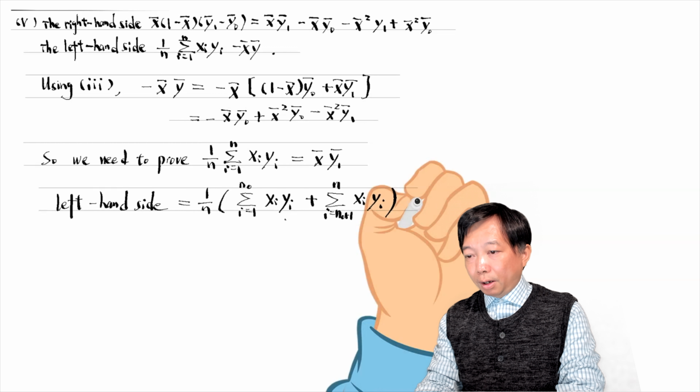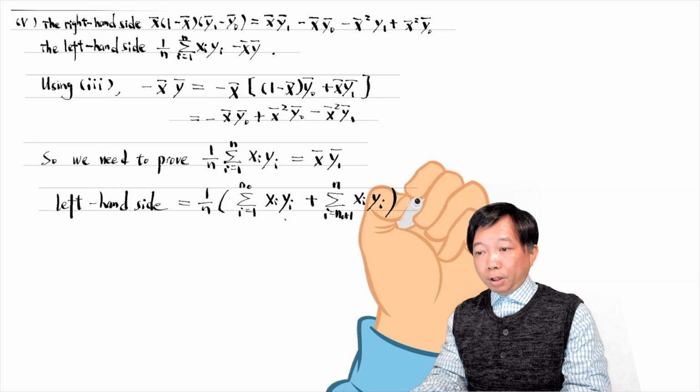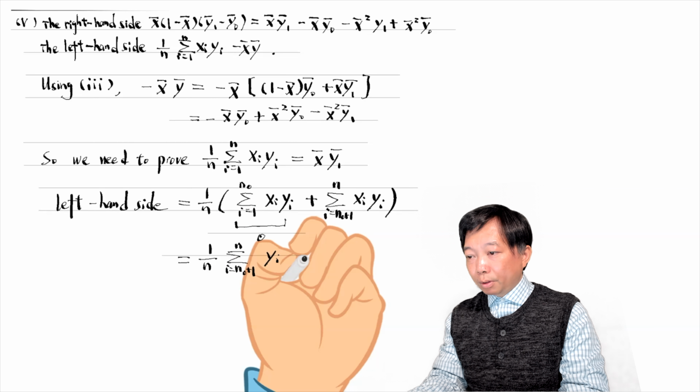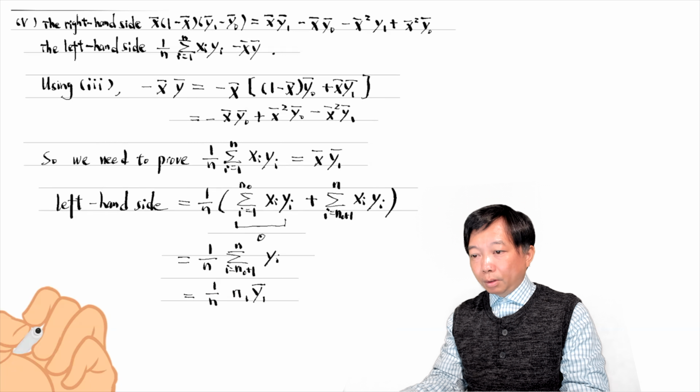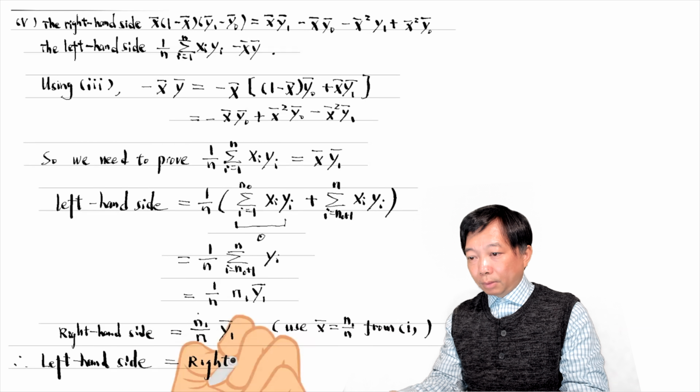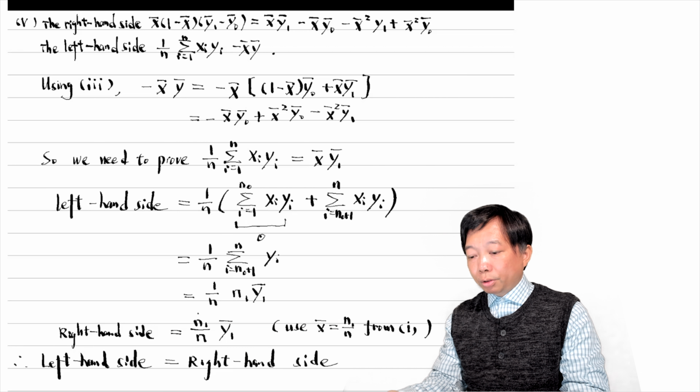In the left-hand side, I decompose the summation part into 2 terms. The first term is for xi equal to 0, and the second term is for xi equal to 1. So the first term is 0. The second term is n1 over n times y1 bar. On the right-hand side, x bar times y1 bar equals n1 over n times y1 bar too, because x bar is n1 over n, the result from the first question. Therefore, the original equation is true.